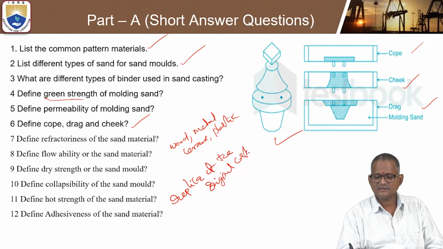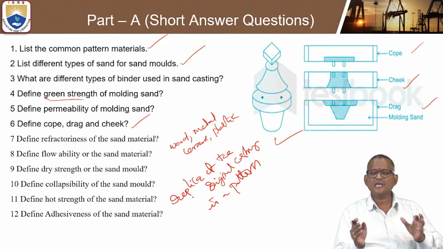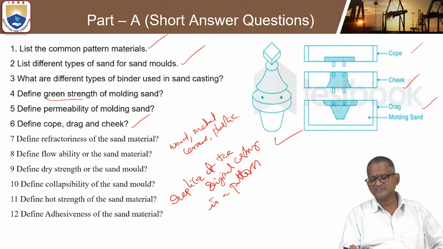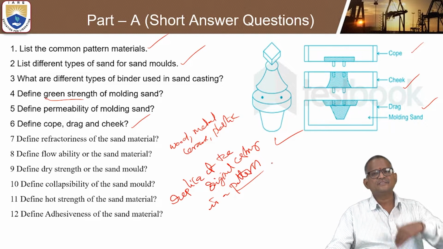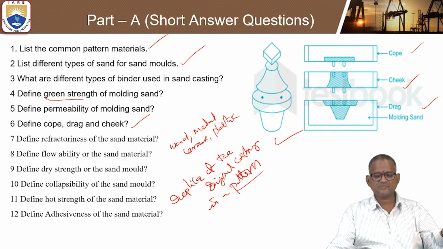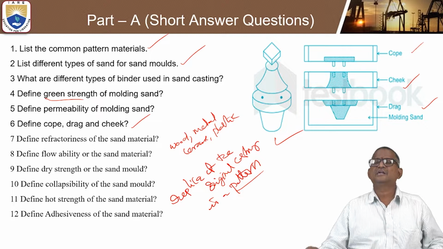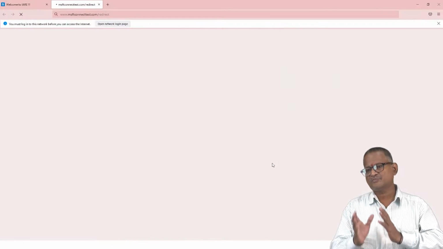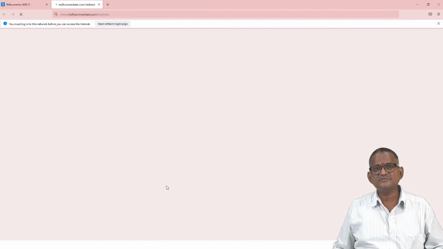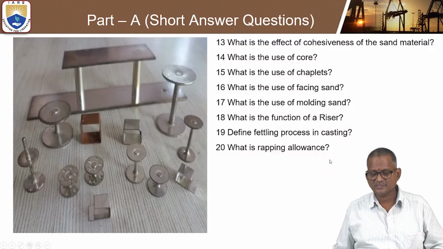The replica of the original casting is known as a pattern. Since it is a replica, it is a component of the same shape, which is why we call it a pattern. The pattern materials are either wooden pattern, metal pattern, ceramic pattern, etc. A variety of pattern materials are available depending upon the application and the mass production. Whenever you do mass production only, you are able to do this.